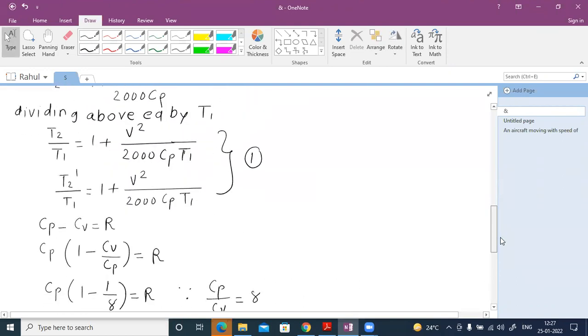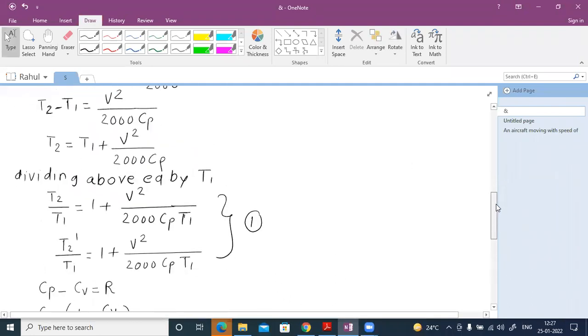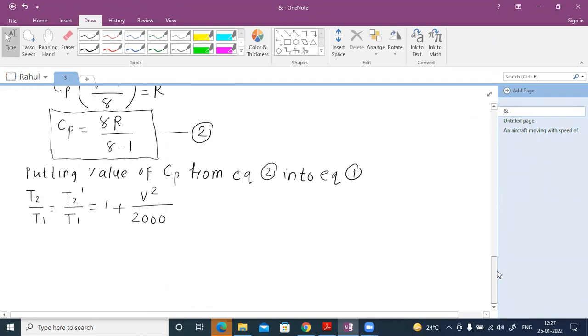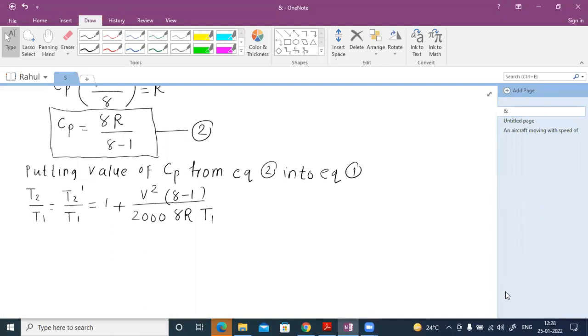1 plus V square divided by 2000 into Cp into T1. Here I need to put the value of Cp, so I'll put gamma into R divided by gamma minus 1. Gamma minus 1, I will bring into the numerator. See, gamma R upon gamma minus 1, so this will go into the numerator. T1 is already there.